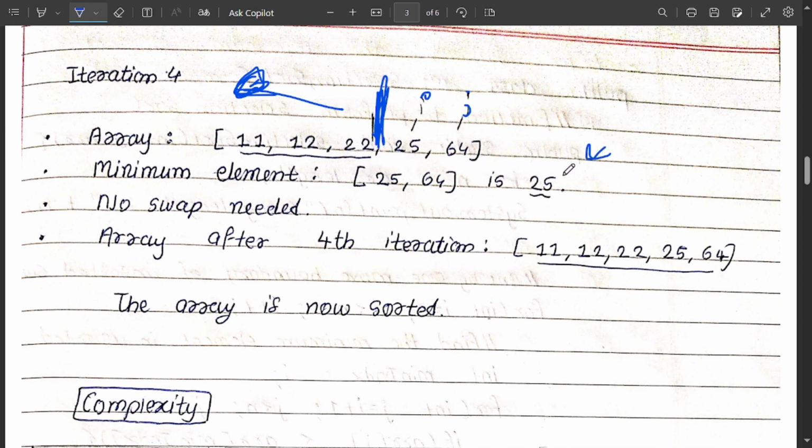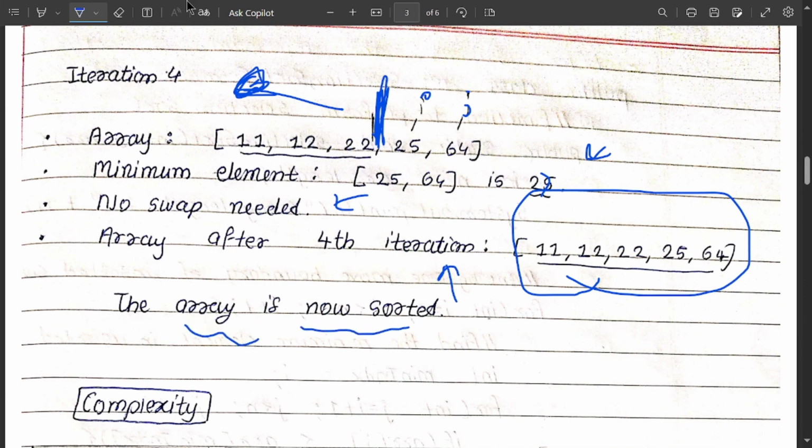So you can see 25, 64: 25 is the minimum element, no swap needed, and this is the fourth iteration. The array is now sorted. Okay, so this is all about selection sort.